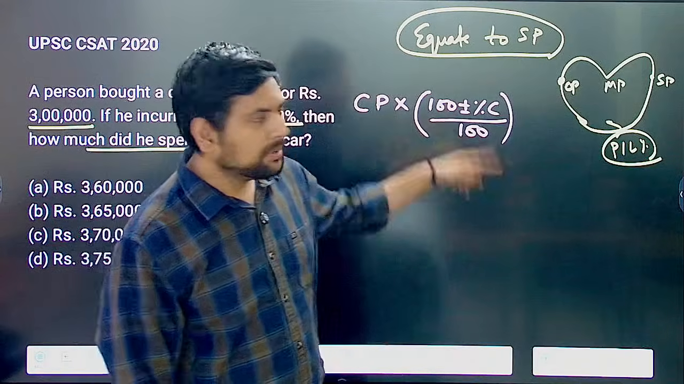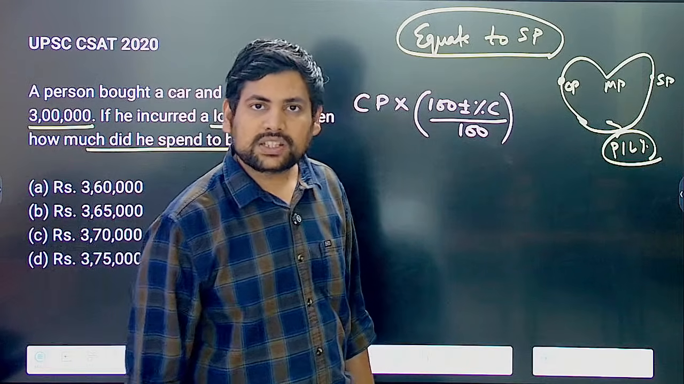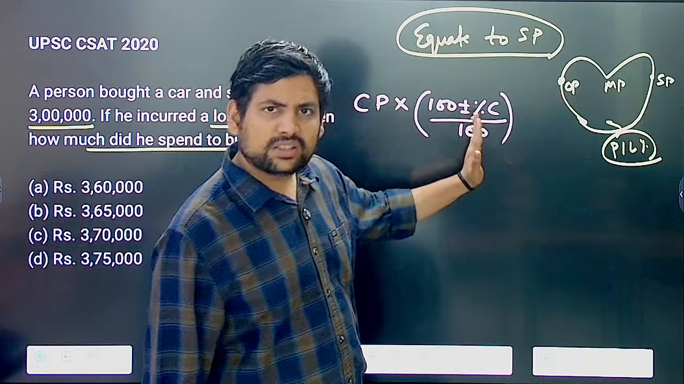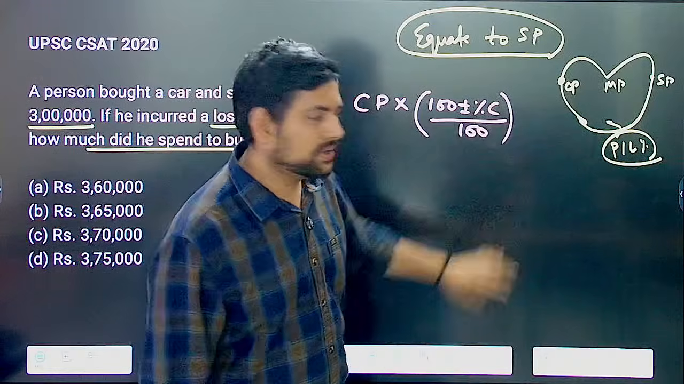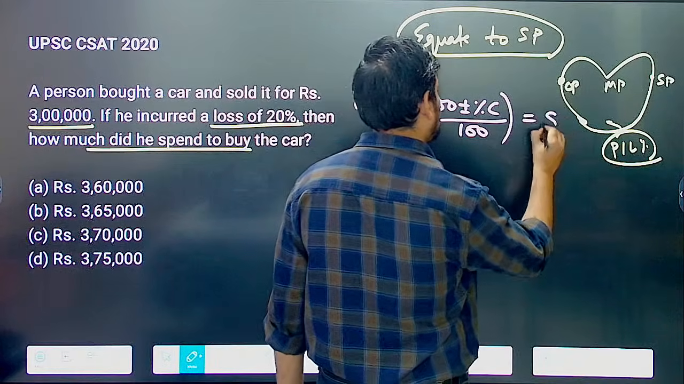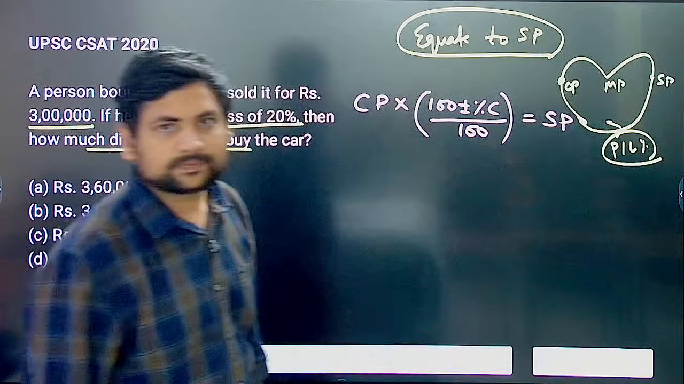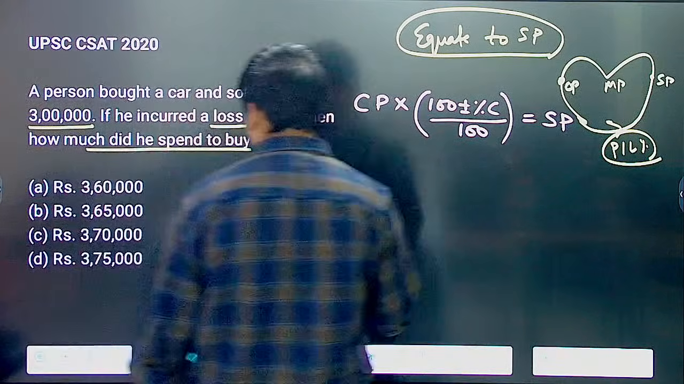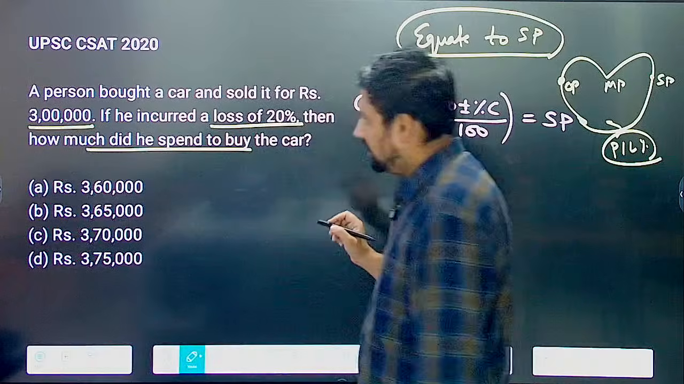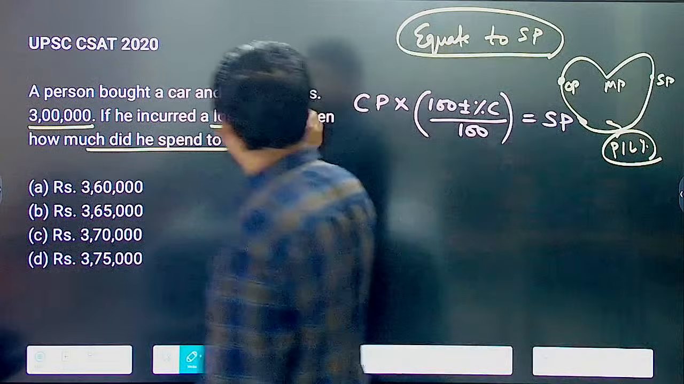Now when will it be plus? When there is profit, I will consider it plus percentage change. When it is loss, I will consider minus percentage change. This is equal to selling price. That's it. Now you just put the values. So selling price is given as 3 lakh.